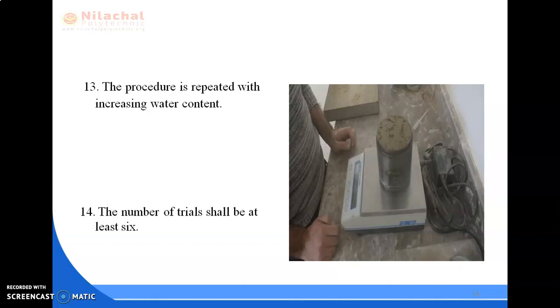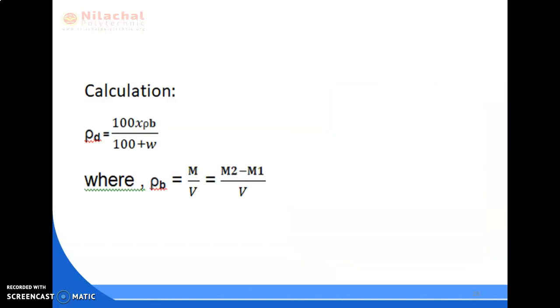The number of trials shall be at least 6. To find the best result, we have to repeat this process at least 6 times. Then after completion of the procedure, we have to calculate it.